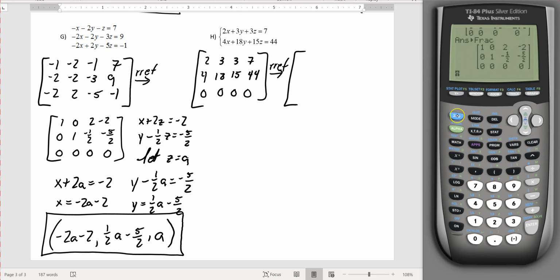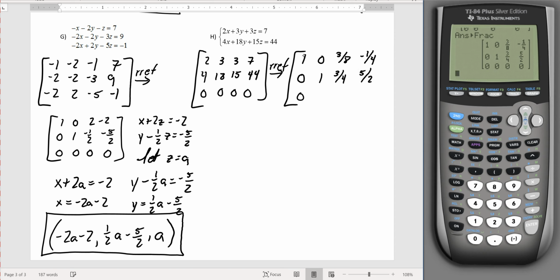Alright, second quit. Second matrix. Go over to math, RREF, press enter. Second matrix, select matrix A, close parentheses. There we go. Ooh, let's math frac. So 1, 0, 3 eighths, negative 1 fourth. 0, 1, 3 fourths, 5 halves. And then that bottom row of zeros, of course, left unchanged. Infinite solutions. What equations do we have from here?